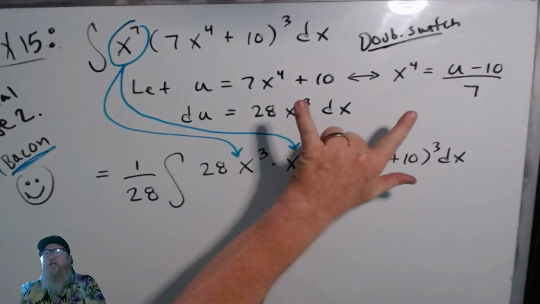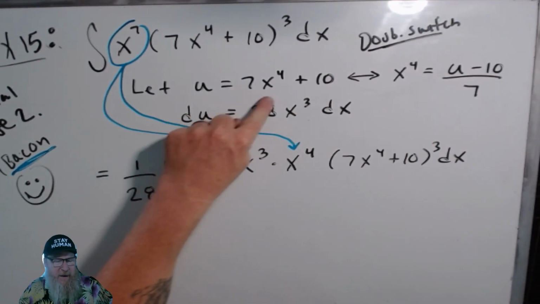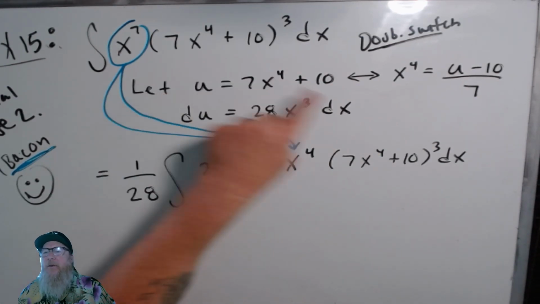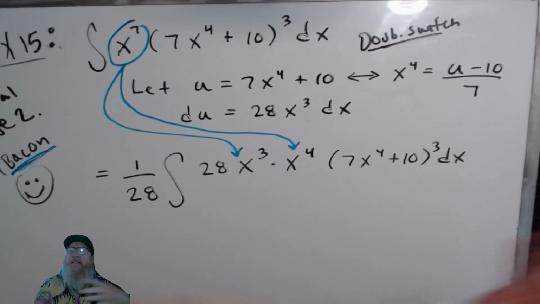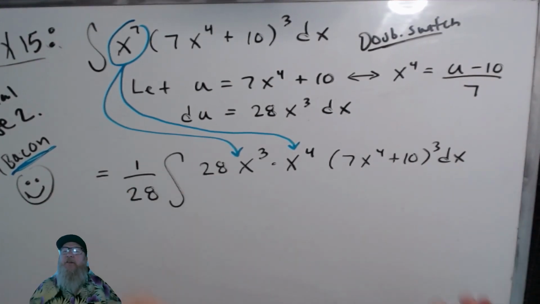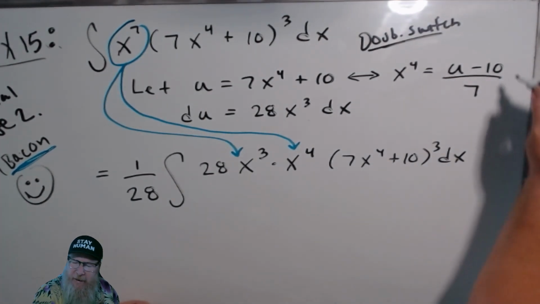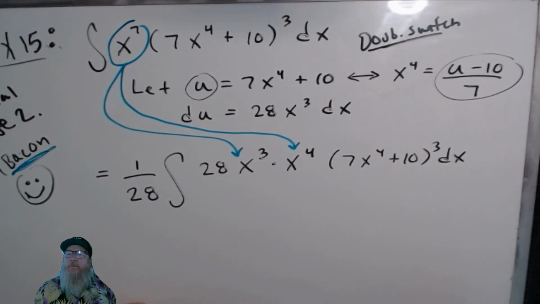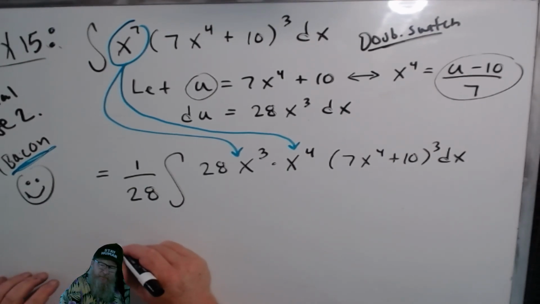Right? So double switch means you switch one of the variables to become u, and then you switch the other variable, the x, to also be u. You're doing a double switch, but they're two different versions of u. Yeah, you have this u, and then you have this u. That's what we call the double switch. So watch this.